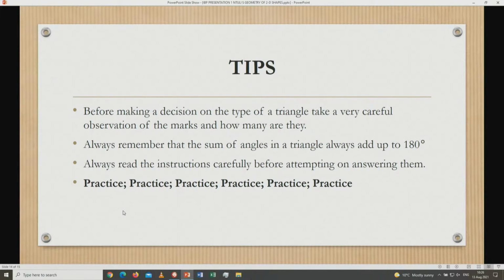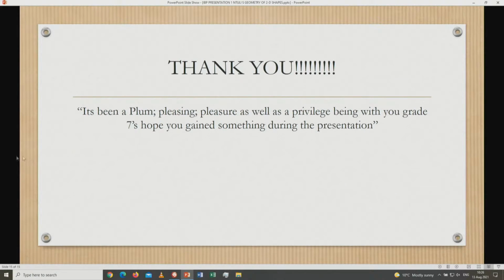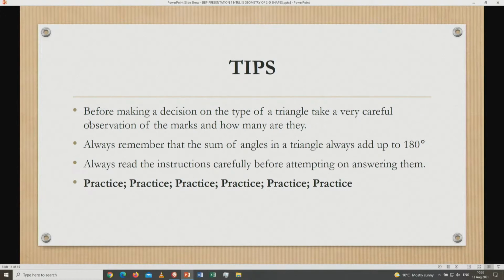Here are the tips that are prepared for you guys. Number 1. Before making a decision on the type of triangle, take a very careful observation of the marks and how many are on each side. Please, guys, be very careful there. When I say the marks, I mean the markings on each of the sides of the triangle.